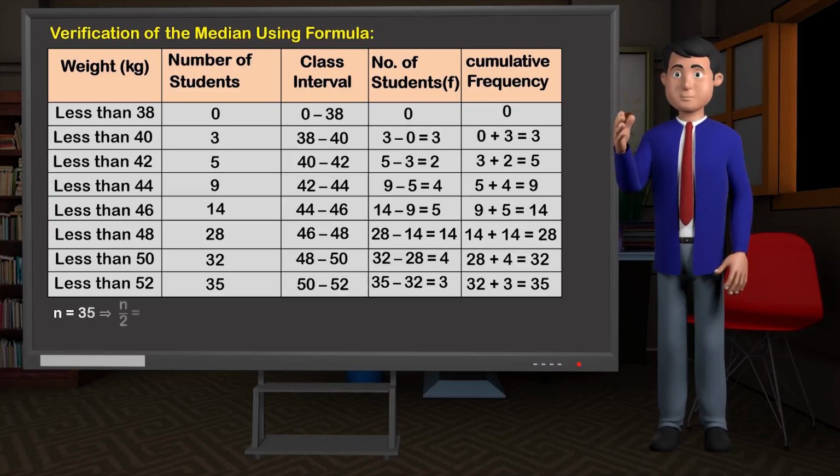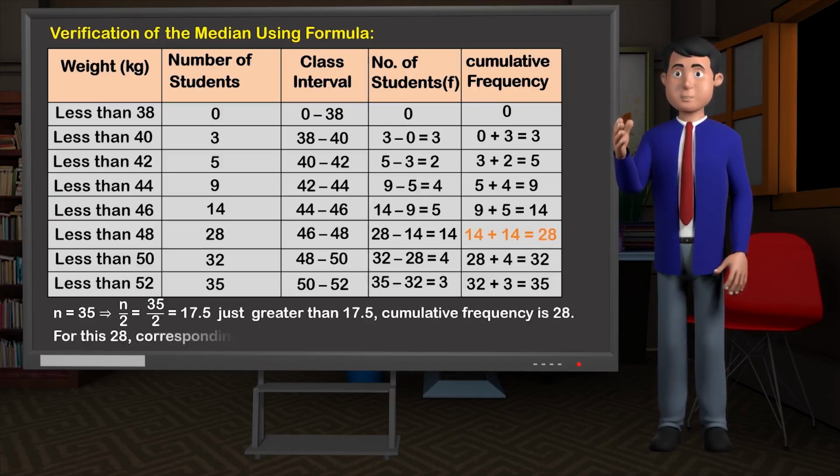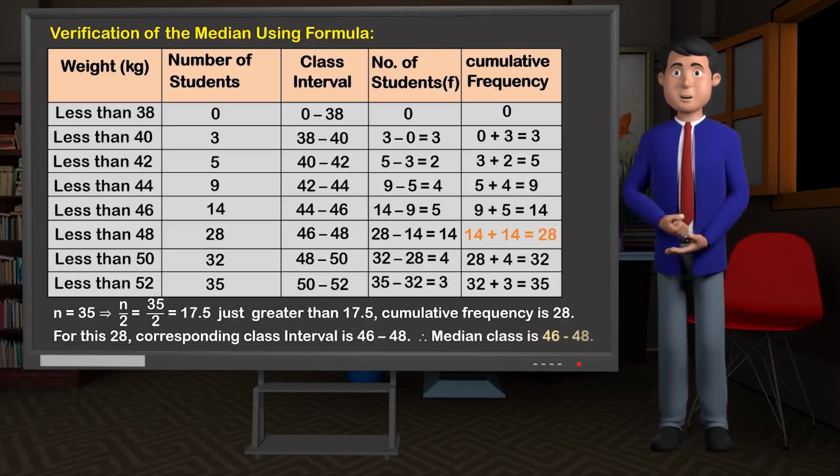N is equal to 35, which implies n by 2 is equal to 35 by 2 is equal to 17.5. Just greater than 17.5, cumulative frequency is 28. For this 28, corresponding class interval is 46 to 48. Therefore, median class is 46 to 48.